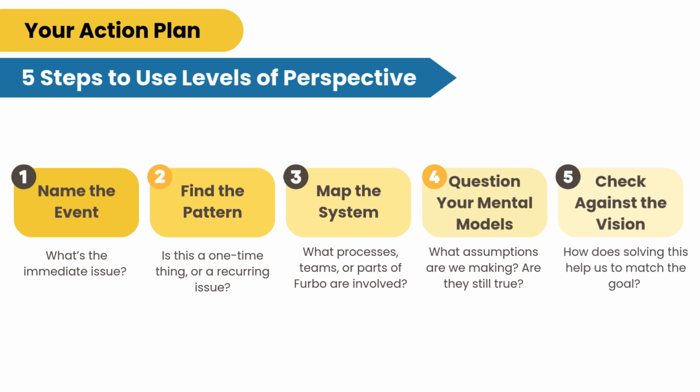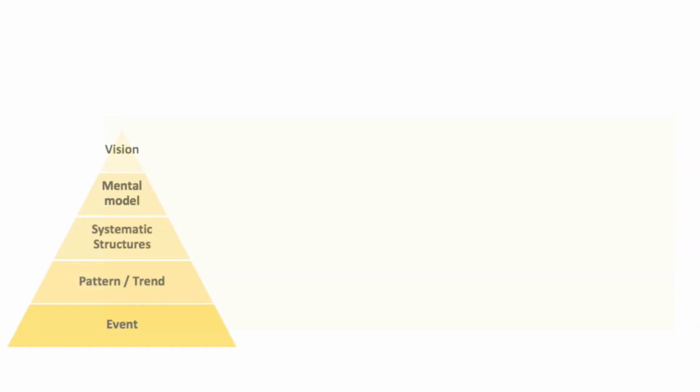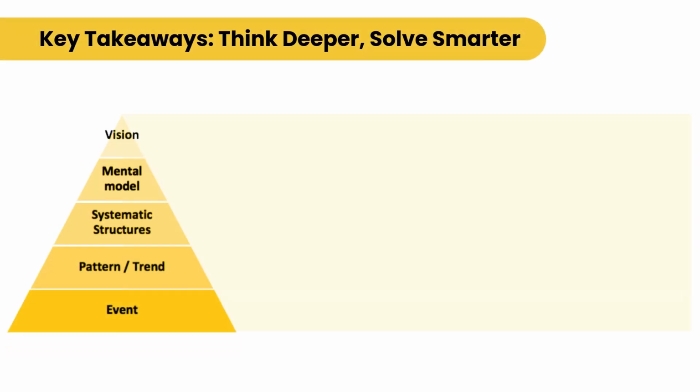Lastly, check against the vision. How does solving this help us bring joy to pet parents? Does it align with customer love? Does fixing treat dispenser errors directly increase customer joy and product reliability? Just follow these 5 steps whenever you face a challenge. You'll be amazed at how much clearer things become when you look at the levels of perspective.